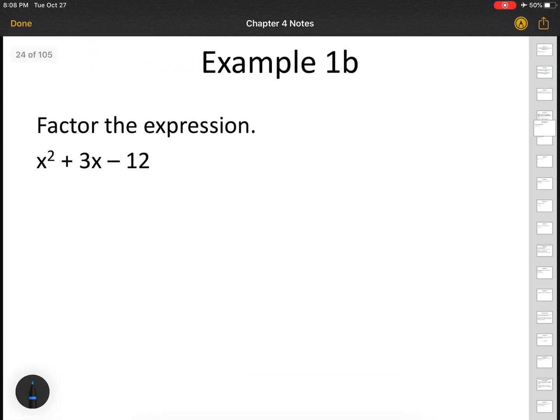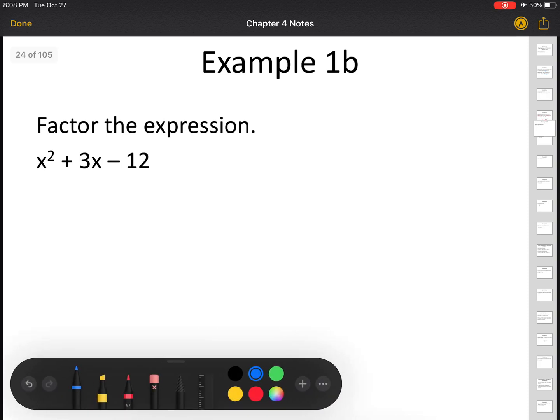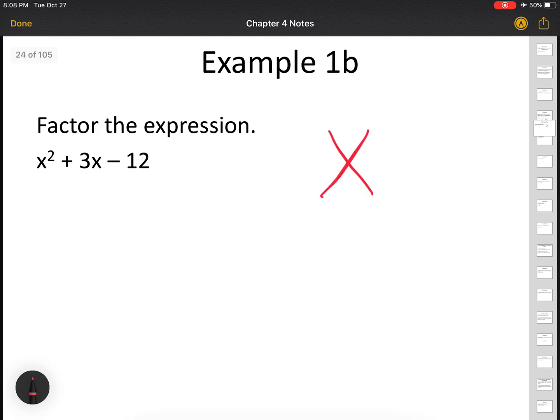If I try to do this one, I'm going to again use the x method. So this time, my 1 is out front here, and I'm multiplying 1 times negative 12, well that's negative 12, so I'm going to stick that up top here. Then my b value is 3, so I'm going to stick that in the bottom. So I'm looking for factors of 12. So I know 1 and 12, 2 and 6, and 3 and 4.